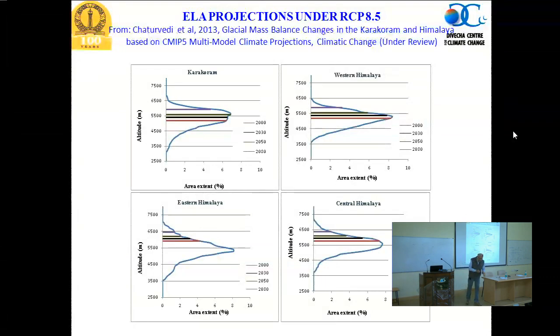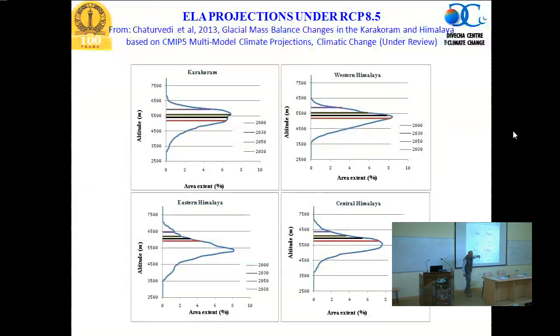But one of the key things you should understand is to look at the Karakoram Himalaya. As of now, Karakoram still has a positive mass balance. Look at this: the equilibrium line is still below the maximum area. So a large geographical area in Karakoram is still under accumulation area, compared to the Eastern Himalaya, which has a very large area under accumulation area. So what does it mean? It means that these glaciers are stable.